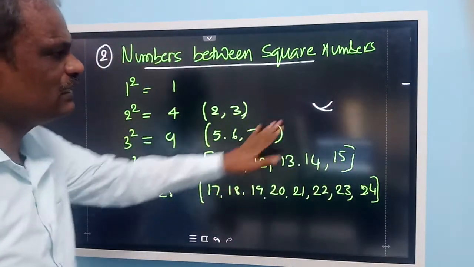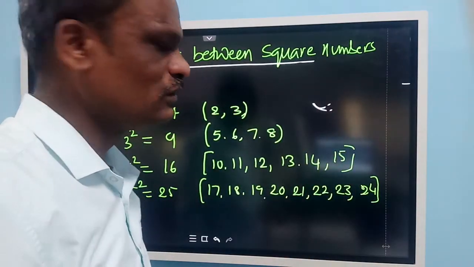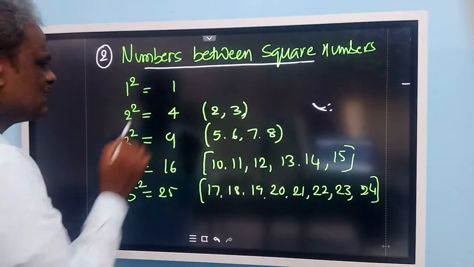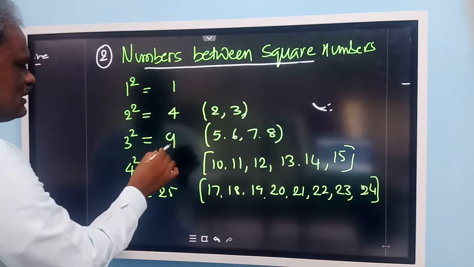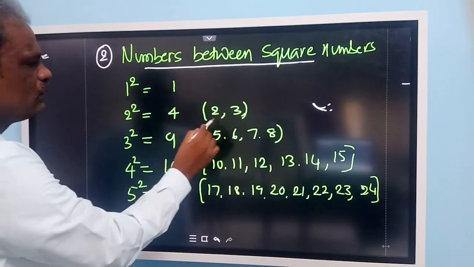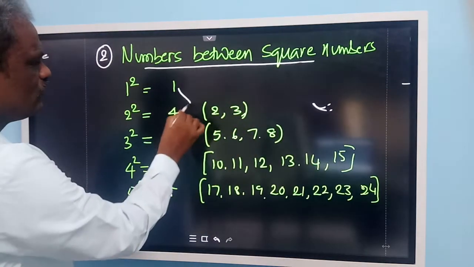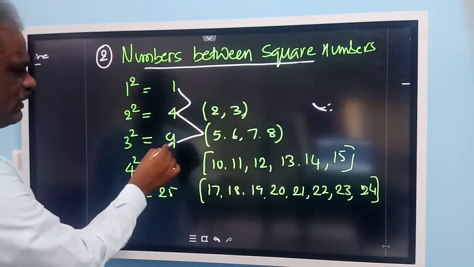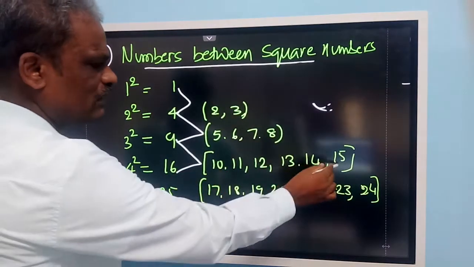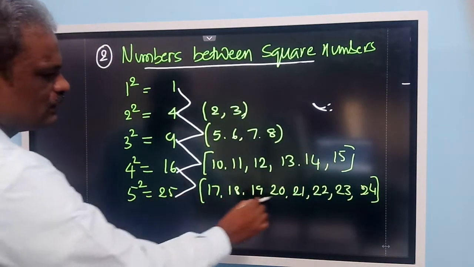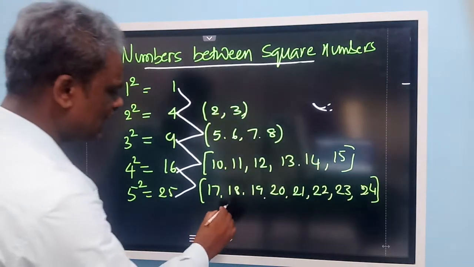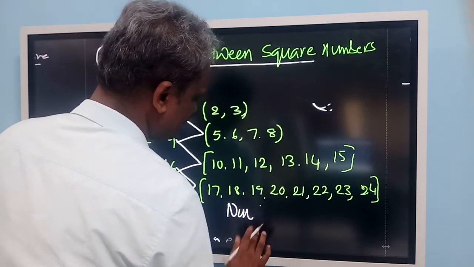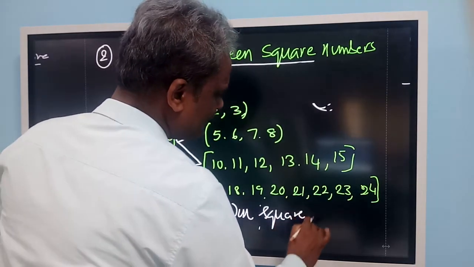So let us see how many non-square numbers are there between two square numbers. 1 is a square number. 4 is a square number. So between 1 and 4 you have 2 and 3. Between 4 and 9 you have 5, 6, 7, 8. Between 9 and 16 you have 10, 11, 12, 13, 14, 15. Between 16 and 25 you have these many numbers. These are all non-perfect square numbers. We call them non-square numbers.